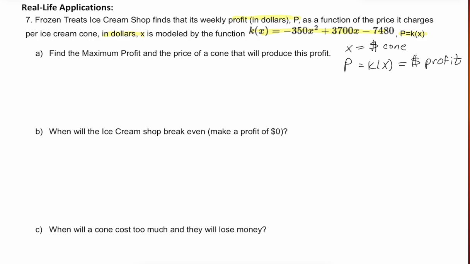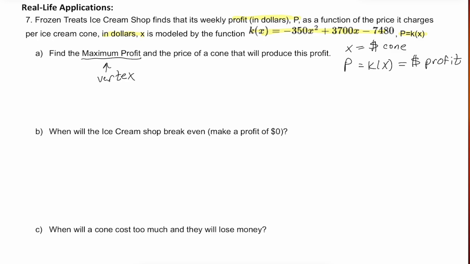It's not a bad idea if you have a highlighter on your iPads. Of course, in Notability, you can highlight whatever you want, but pulling out that information is helpful, okay? And it says, find the maximum profit and the price of the cone that will produce this profit. A maximum or minimum of a parabola always occurs at the vertex. So if you ever see any type of quadratic equation problem mention, find the maximum, find the minimum, always find the vertex, okay?